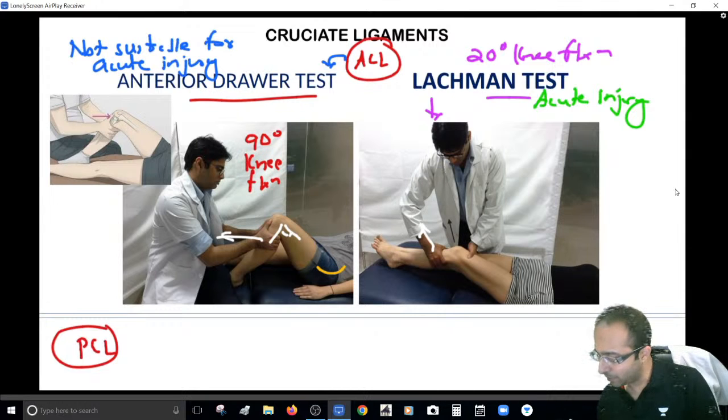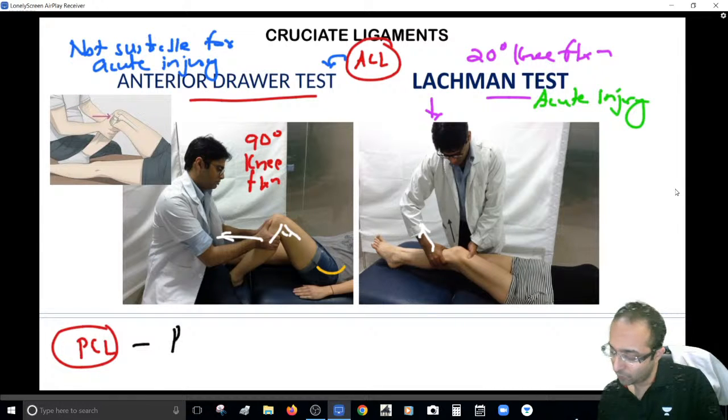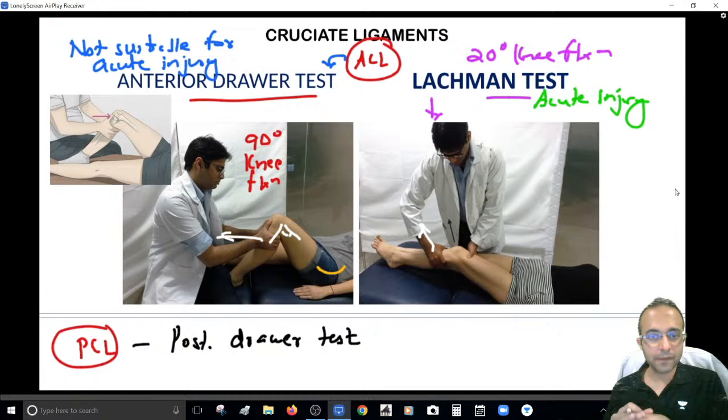For PCL, it is the same as the anterior drawer test, but rather than pulling, you are going to push and check for posterior sag. So PCL will be checked simply by the posterior drawer test. Clear enough, guys?